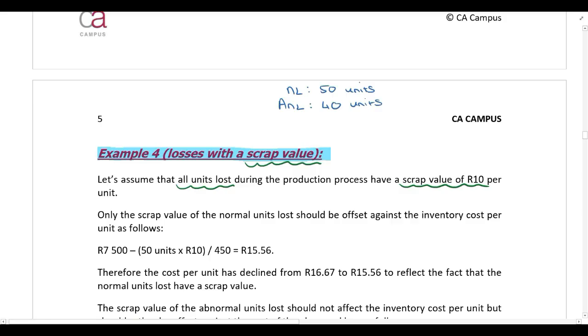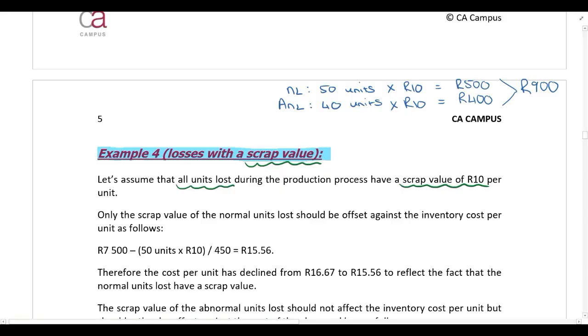Now what we're saying is those units that are lost, we're not just going to scrap them, we can actually get something. So we're obviously not talking about evaporated paint over here because you wouldn't be able to sell that as scrap. But now maybe we have a company that's involved in carpentry and any offcuts of wood that are lost in the production process, maybe they can be sold as scrap. Okay, so now because these units can be sold for 10 Rand each, we actually have a bit of income. The 50 units, the normal loss, we can make 500 Rand off of that. And from my abnormal loss, I can make 400 Rand. So when these units are sold as scrap, the company makes 900 Rand.